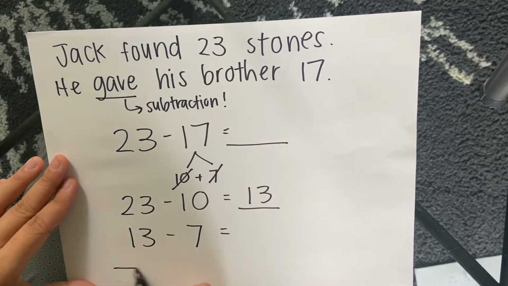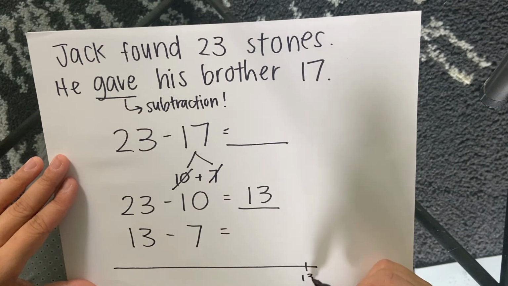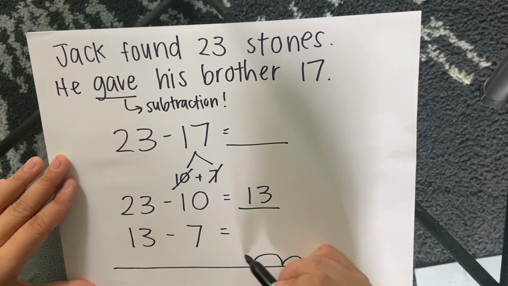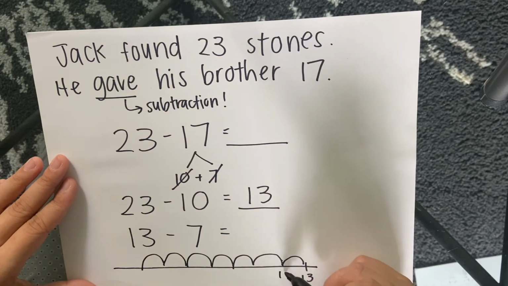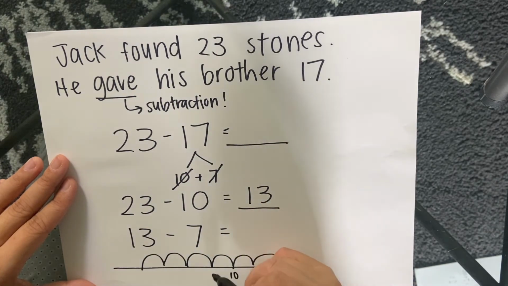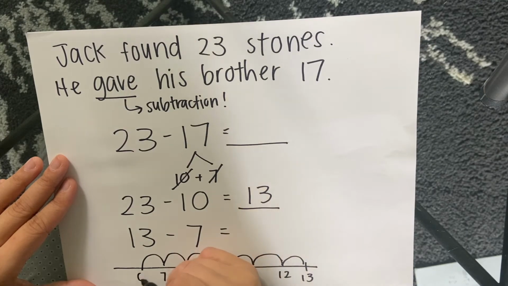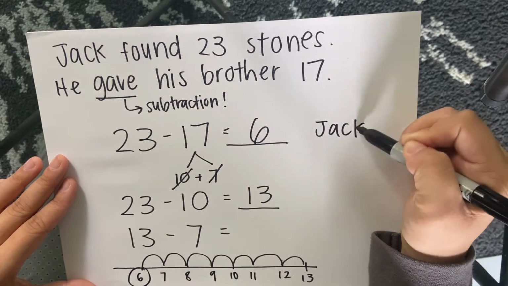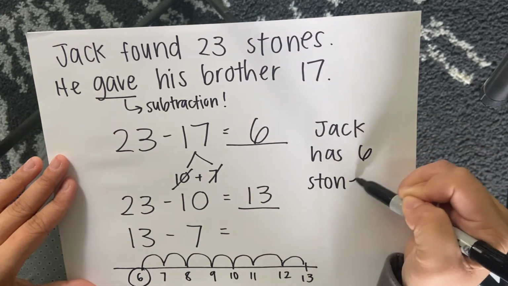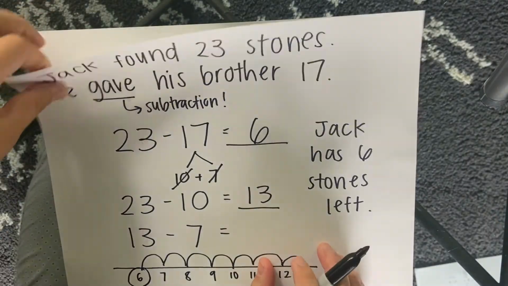So I'm going to use the timeline. I'm going to start at 13 and make 7 jumps, 1, 2, 3, 4, 5, 6, 7, and then count backwards: 9, 8, 7, and 6. So we find that 23 minus 17 is 6. Gotta write my sentence now. Jack has 6 stones left.